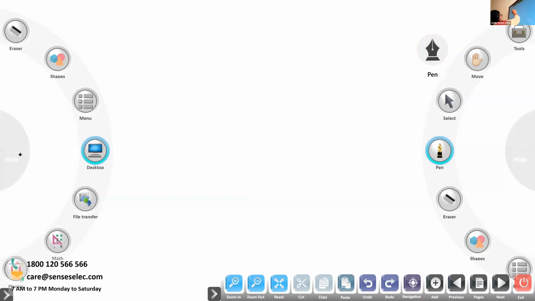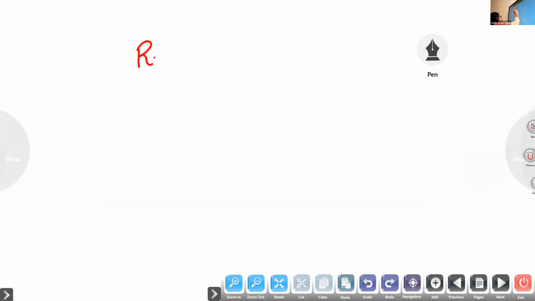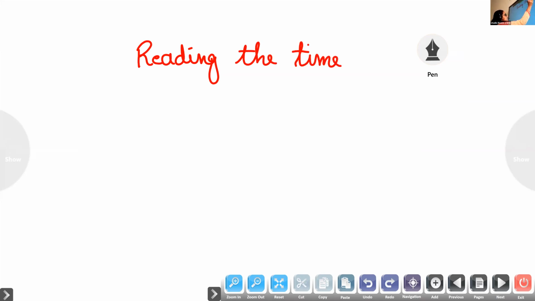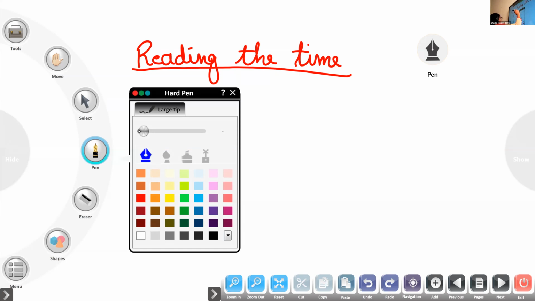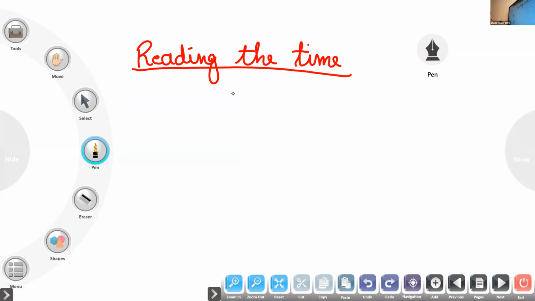Yes, Anam is having a clock. The heading is reading the time. Now I am going to draw a clock here and I will tell you how to write the time.